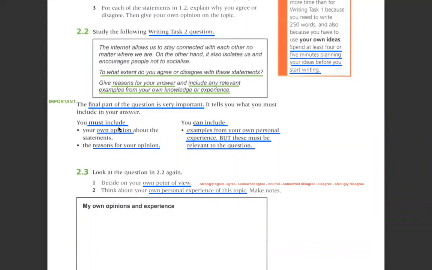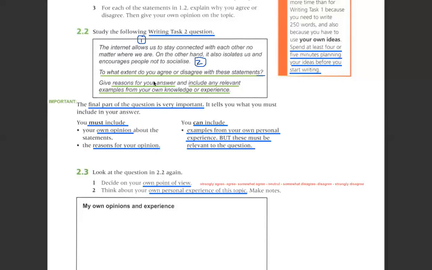Over here, we have 2 statements. So sometimes you only have one, but in this case, we have 2 statements. So the first one, the first opinion is that the internet allows us to stay connected no matter where we are. And the second opinion is that it isolates us and encourages people not to socialize. So we need to say whether we agree or disagree with these statements. Okay. Then we have to give reasons, include relevant examples.